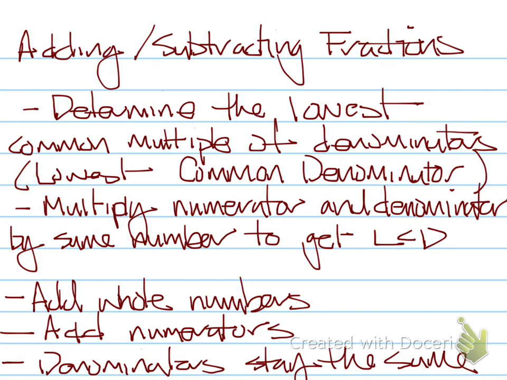When adding and subtracting fractions, you want to first determine the lowest common multiple of the denominators, also known as the lowest common denominator. Then you'll multiply the numerator and denominator by the same number to get that LCD. And then you'll add the whole numbers if you have a mixed number, or you should probably change the mixed numbers to improper fractions. And then add the numerators, and the denominators stay the same.